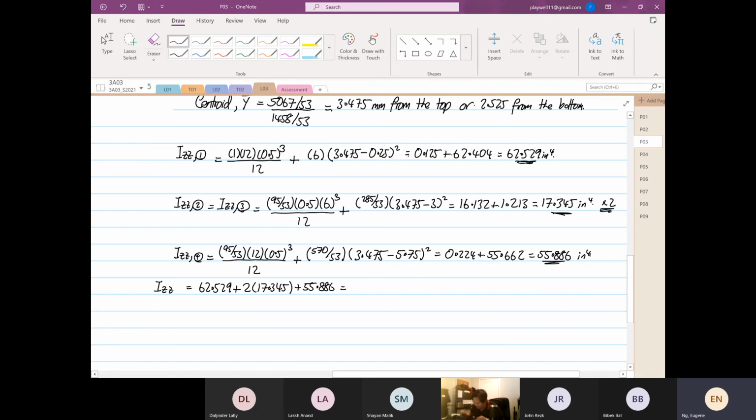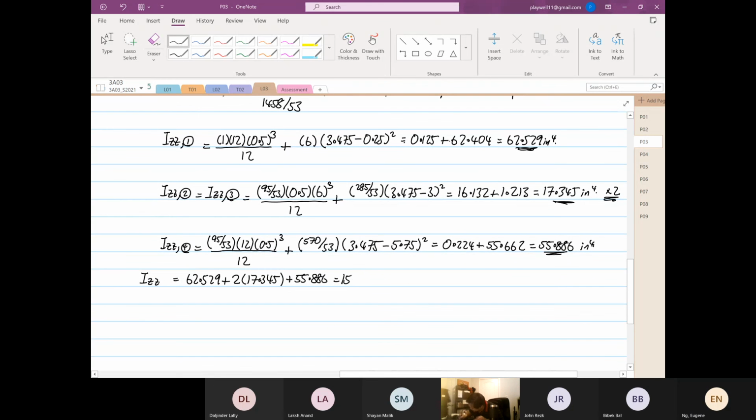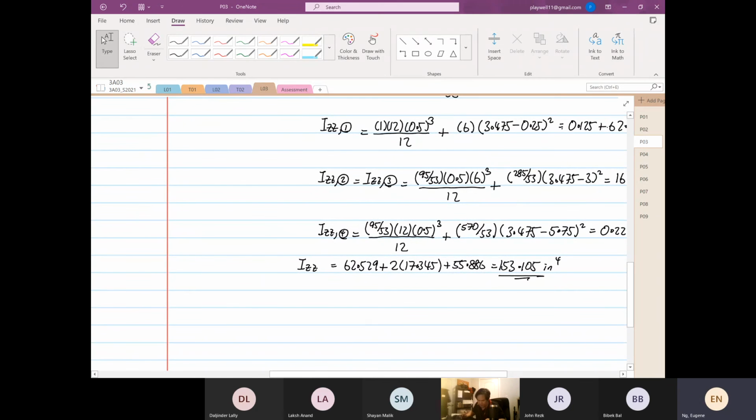Let me do it. 62.529 plus 2 times 17.345 plus 55.886 is equal to 153.105 inches to power of 4. Okay, let me do it again. 62.529 plus 17.345 times 2 plus 55.886 is 153.105. Okay, so now that's all we have to do.